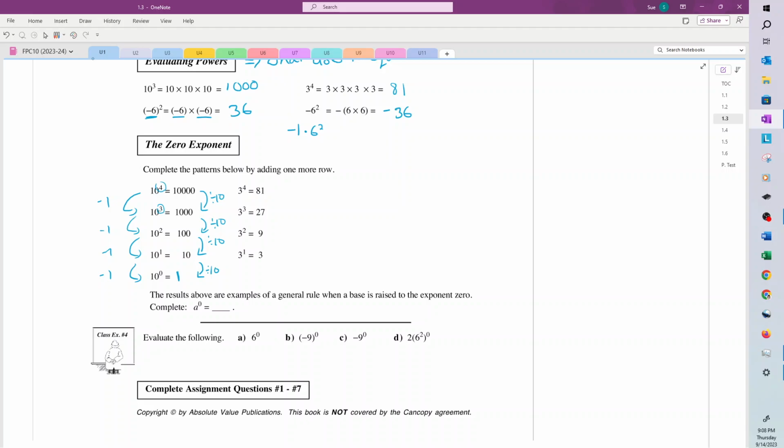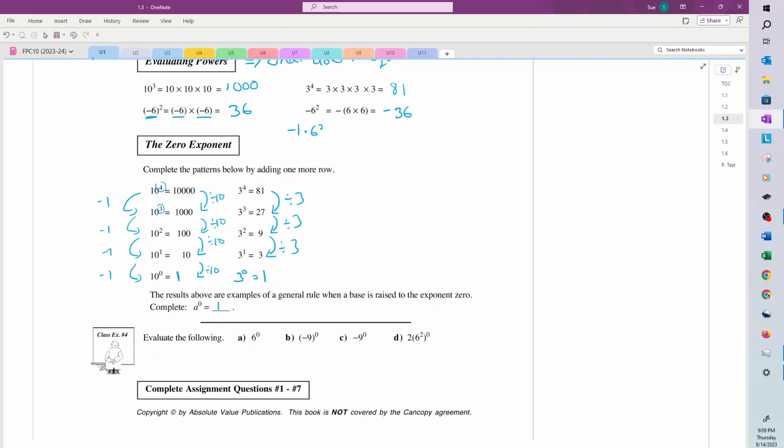And if we do the same thing on this side, the exponents again are going down by 1 each time, but this time we're dividing by 3, which makes sense since that's the base this time. If we take the exponent down again, this is 3 to the 0, and 3 divided by 3 is 1. So we can see that there's a general rule: any value to the power of 0 equals 1. Any real number to the power of 0 equals 1.